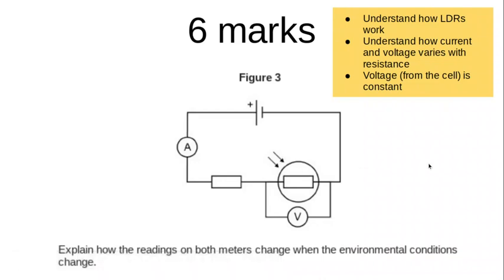The second thing you need to understand is how current and voltage change with resistance. So as resistance goes up, what happens to the current and what happens to the voltage? And vice versa, if the resistance goes down, what happens then?